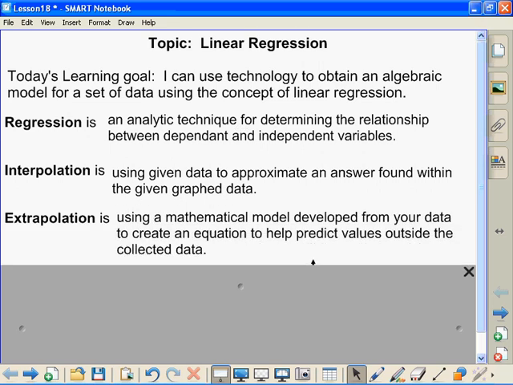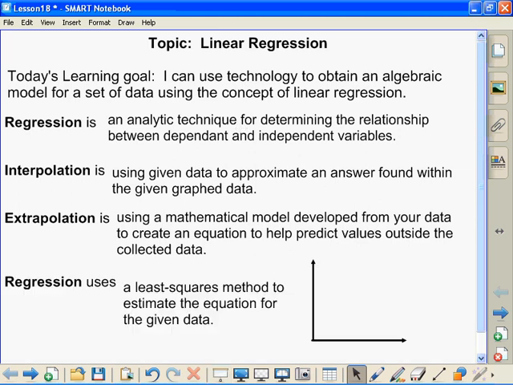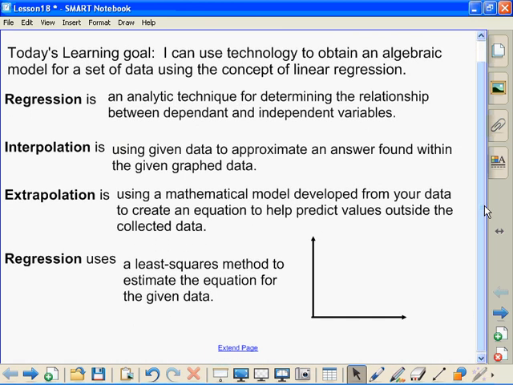Extrapolation is one of the things we're going to be using in this particular topic today. That's when we take our data, we get the model using the calculator, so we get our equation, and then we predict the future, predict possibilities or outcomes based on that information that's outside the data you've already collected. So regression. What is regression?